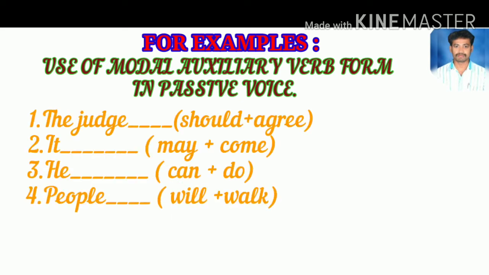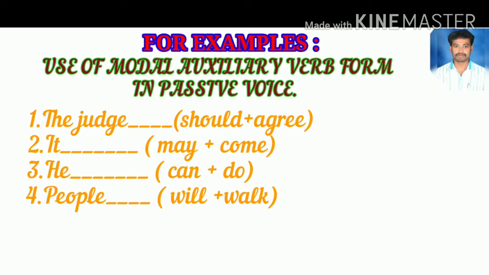We'll move to the examples. The first one: the judge dash should plus agree. So what is the answer? All of you remember that rule. If there is a modal auxiliary verb, we want to use the same modal auxiliary verb. Should is there, we are going to use should. And then the second one, we are going to use be. And then agree changes into agreed. The answer is should be agreed.